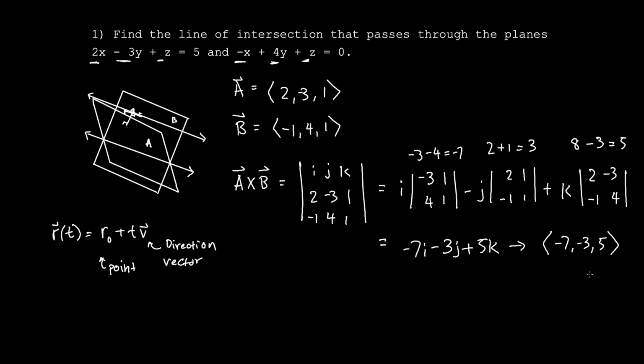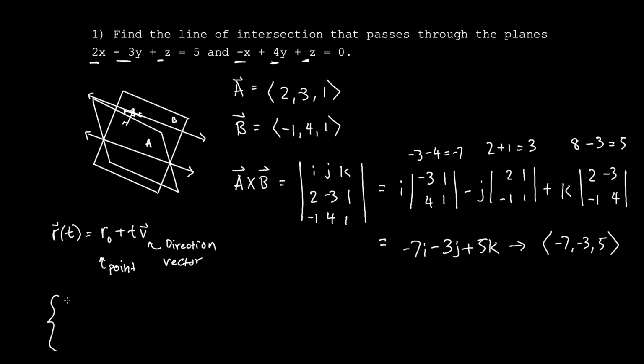So we found the direction vector already. That's -7, -3, 5. And we know that the vector has that direction, so it's pointing in that direction. We need the point now in order to place it in the right spot. We need to move it to where this line is. In order to find the point, we need to find a singular point that both of these planes have. And the way to do that is to use a system of equations.